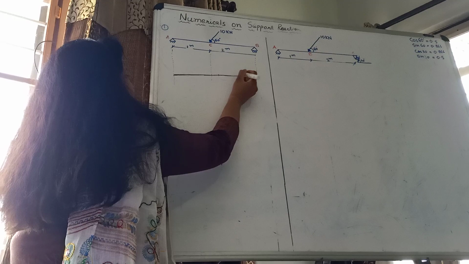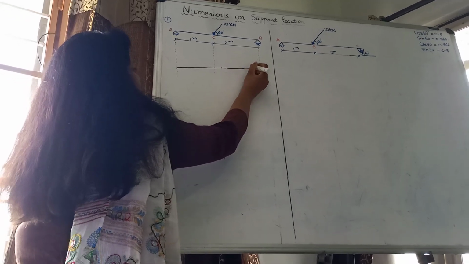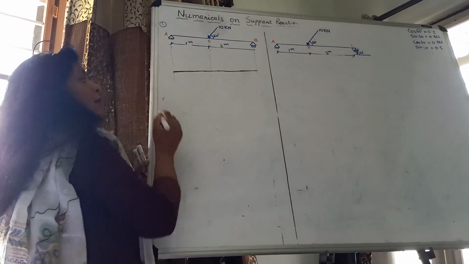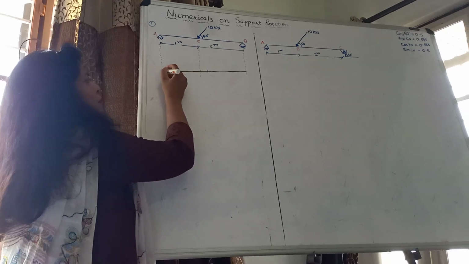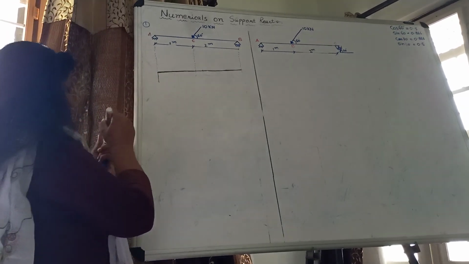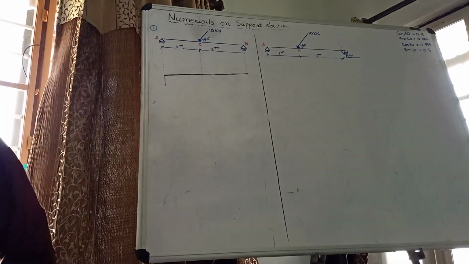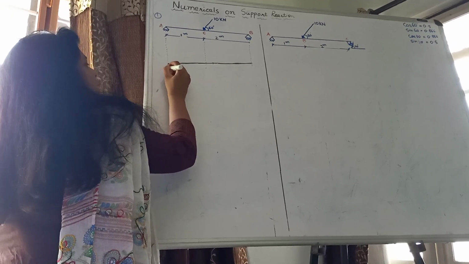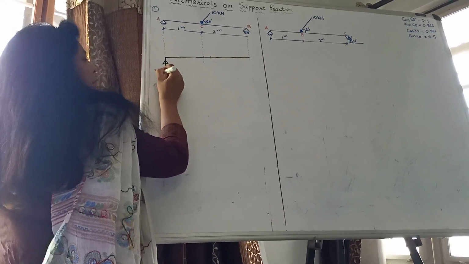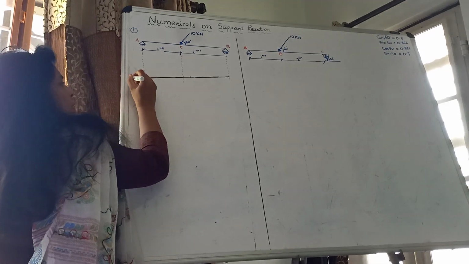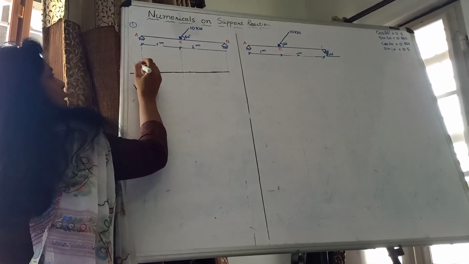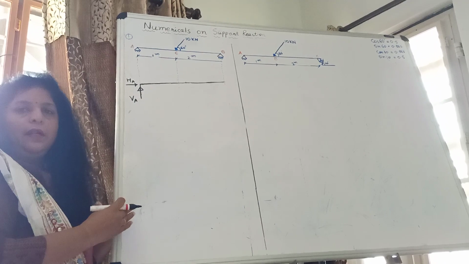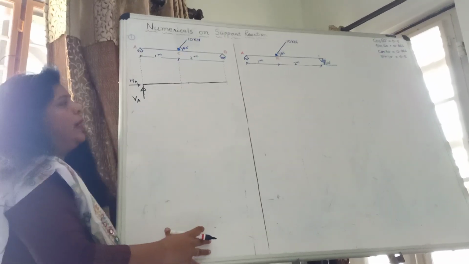Now we have got a support. At support A, which kind of support is it? At support A, it is a hinge support. So at a hinge support, we will have two reactions. One is the vertical reaction, and as it is point A, we will name it vertical reaction VA. Similarly, another reaction is horizontal, that is H, and the point is A, so HA.